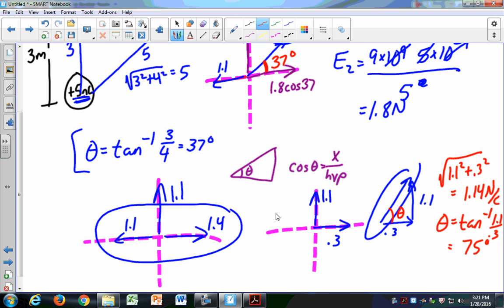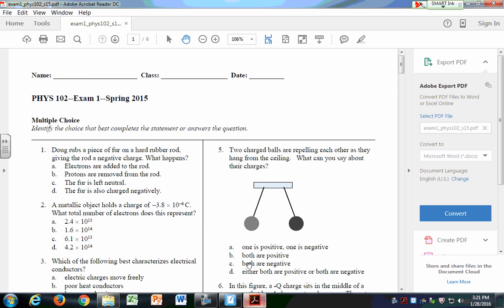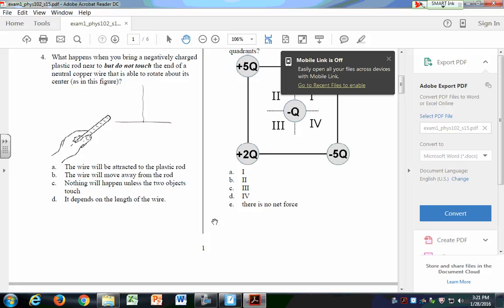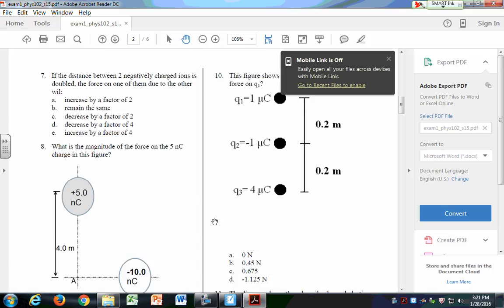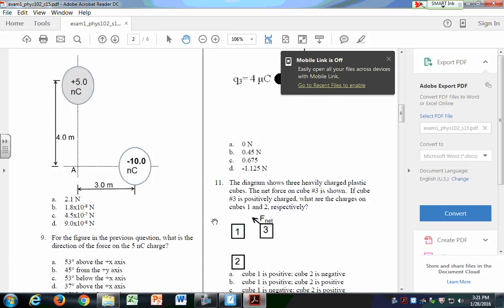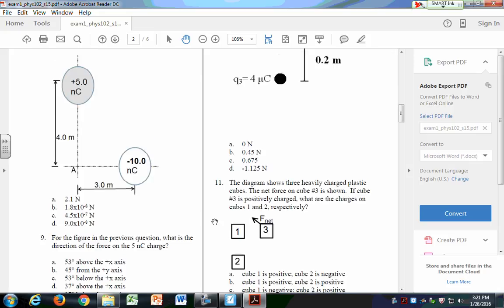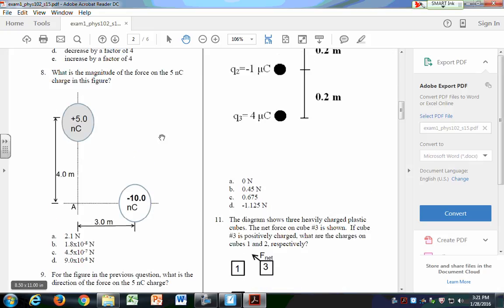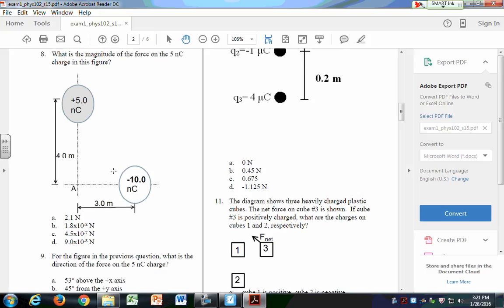All right. Let's take a look at an old test. We'll see it again. Okay, with this one, number 8, we're not going to worry about the magnitude right now, so let's look at the direction. This one's actually fairly straightforward. So what is the direction of the force on the 5 nanocoulomb?